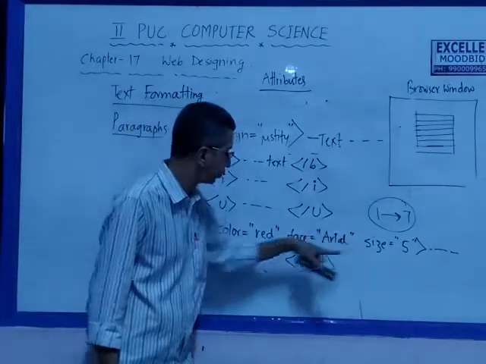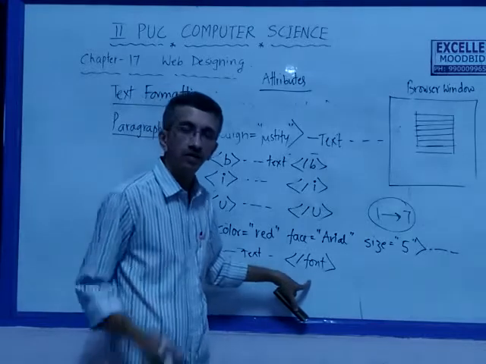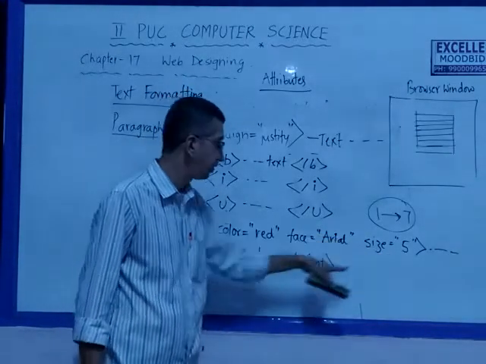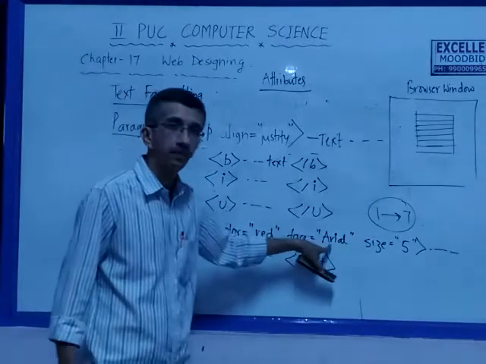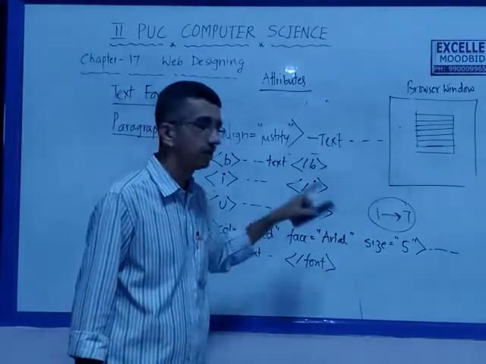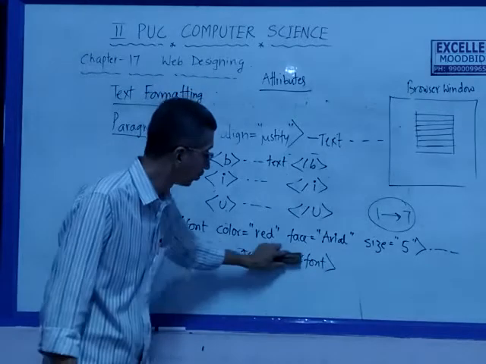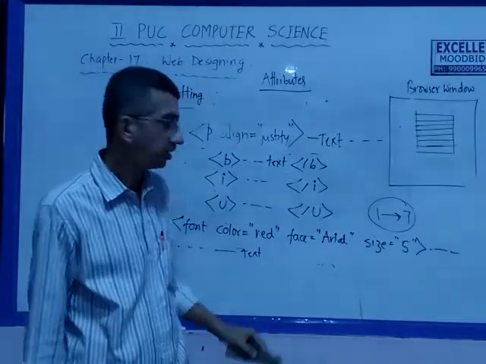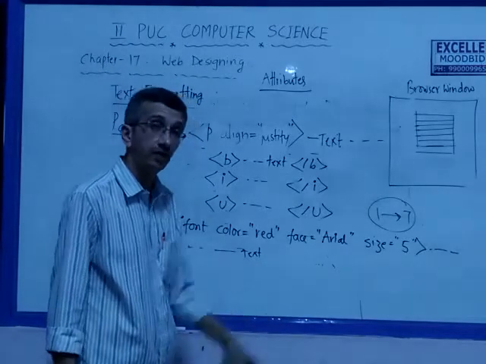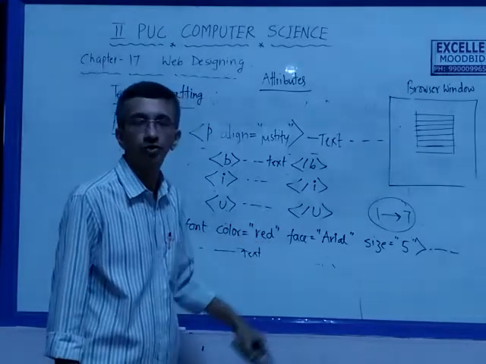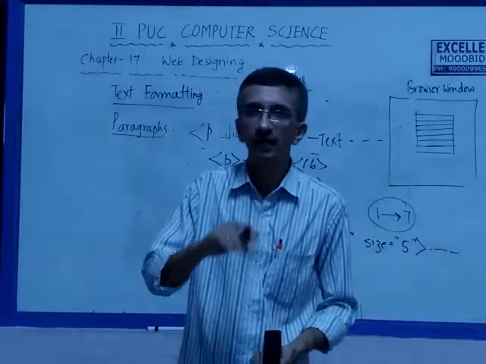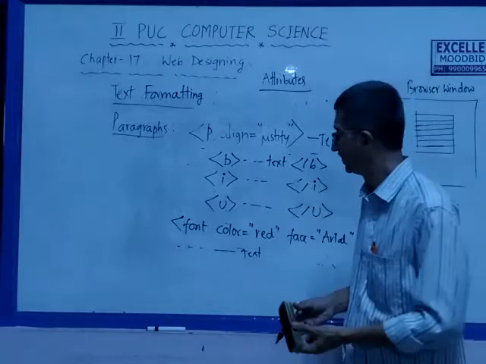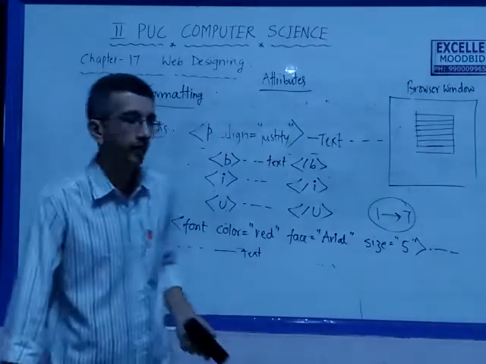So whatever text you write and enclose with the closing font tag, the text will become size 5, will be in red color, and the type of that face is Arial. If you forget to close the font tag, till the end of the document, whatever text you write will have this formatting. So you should be very careful. Wherever you open the font tag, you must close it where you need to. So font is another text formatting tag.